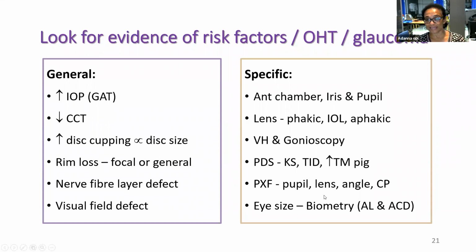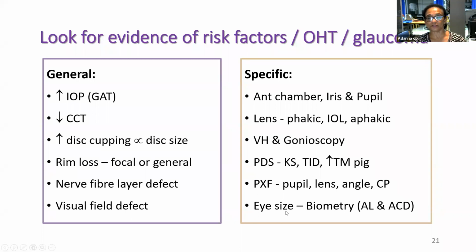Pseudoexfoliation: look at the pupil edge. When you dilate them, look on the lens surface. If they're very well dilated, you can sometimes see them on the ciliary processes, little white flakes. And when we do the angle, we may see dusting or just an increase in pigmentation.